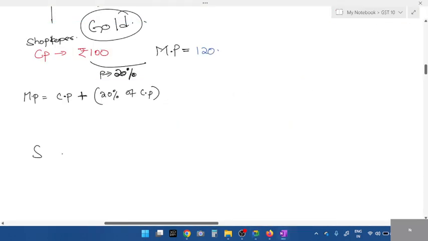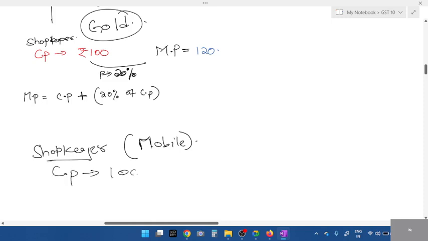So this is gold. Next, the same shopkeeper has another product. The shopkeeper has all the electronic items, eatables, and everything will decrease. A mobile phone. So definitely after 1 year, the cost of the mobile phone will reduce. The shopkeeper bought it, the cost price was 1000.